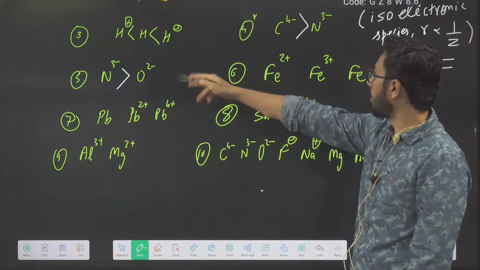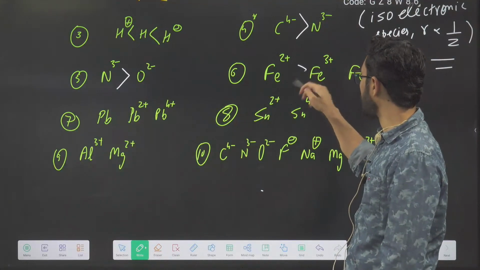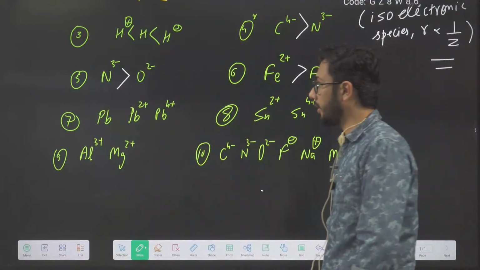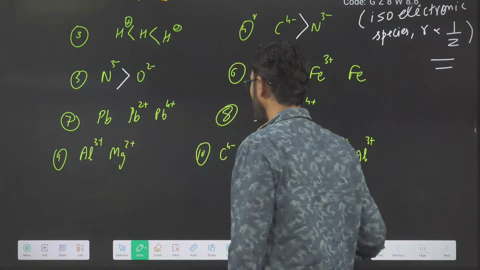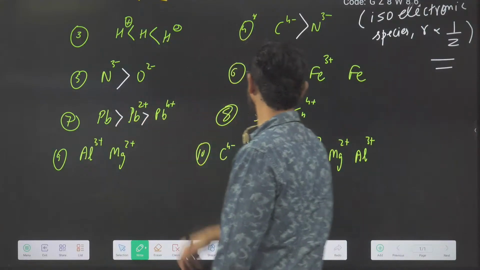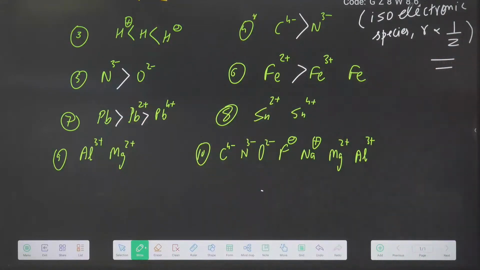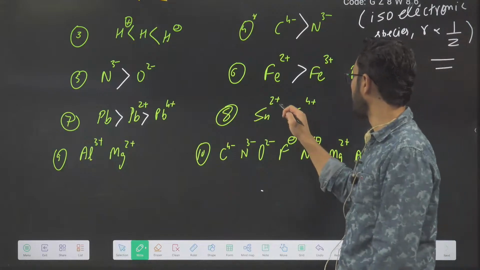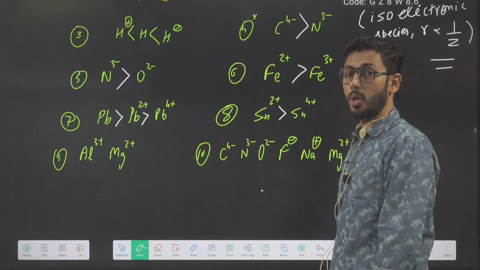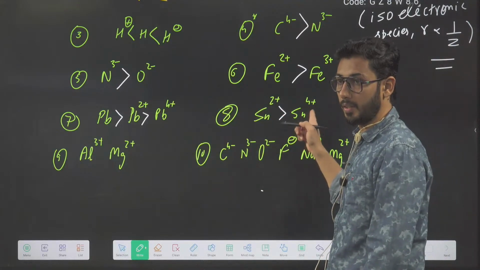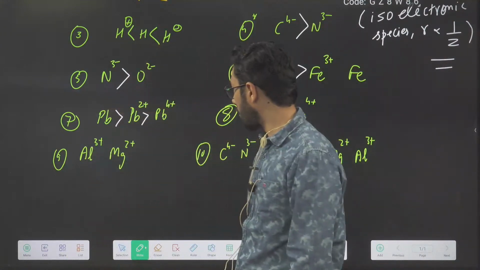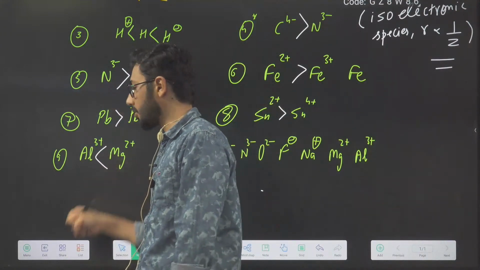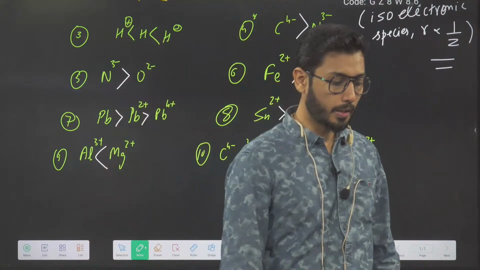Here, isoelectronic, it is Fe2 plus and 3 plus. Higher the positive charge, lesser the ionic radius. Lead will be more. Take the next one. More the positive charge, lesser the ionic radius. Al3 plus, Mg2 plus, they are isoelectronic. Yes, higher the positive charge, less the ionic radius.